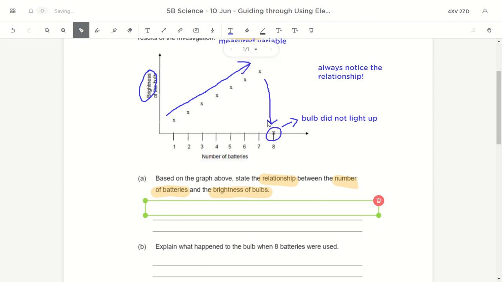Let's write this down. I can write it like this. I'm just going to share one way, and say but not write down the second way of writing a relationship. So when the number of batteries increases, or when the number of batteries used increases, this is the variable that you change. You are increasing the number of batteries. So when the number of batteries used increases, the brightness of the bulb also increases.